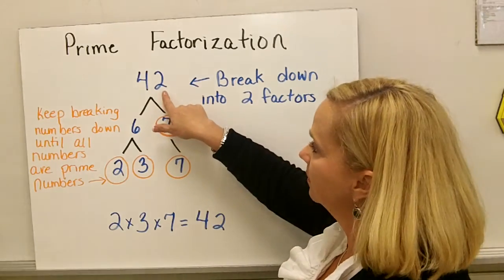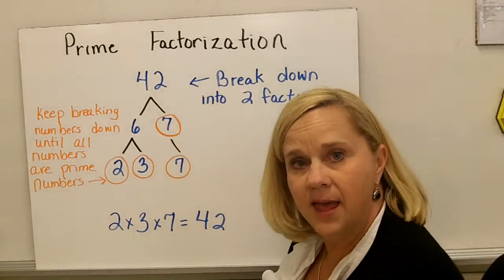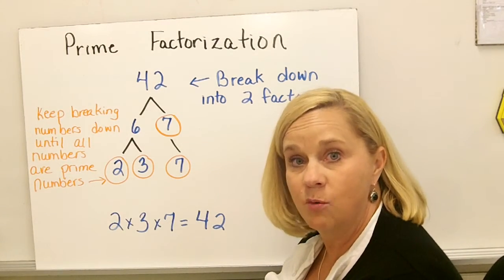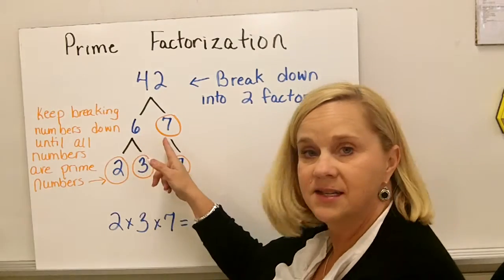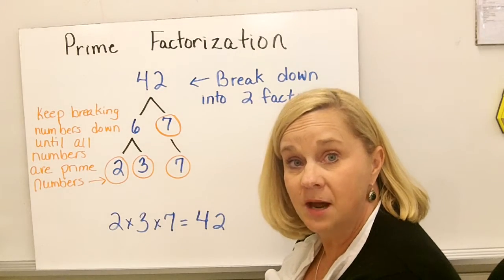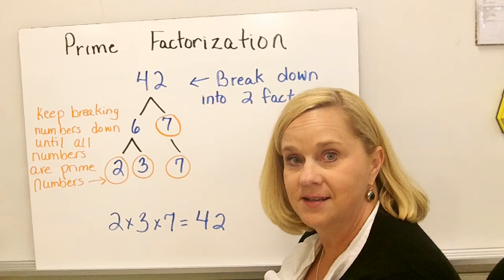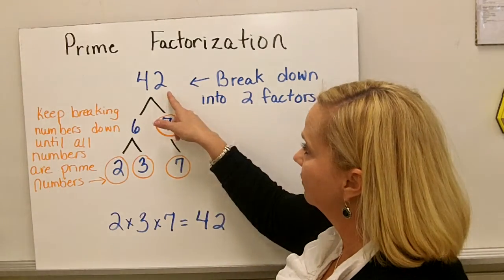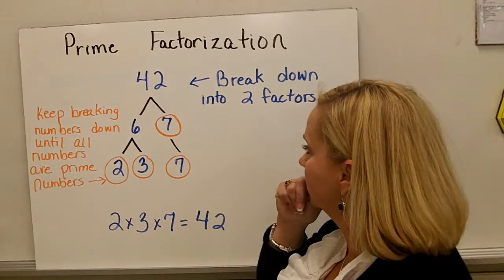If I start with the number 42, I'm going to break that apart into factors that I can multiply together that will equal 42. I chose 6 and 7. You can use any numbers that you would like. It doesn't have to be 6 and 7. It can be any number, as long as you multiply them together and they equal 42.